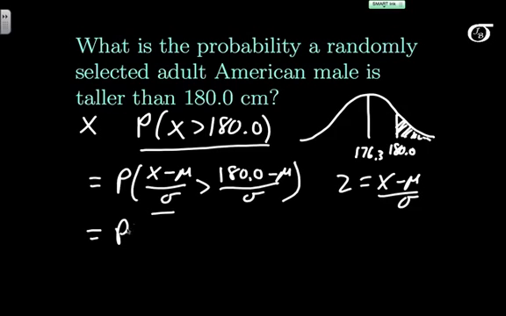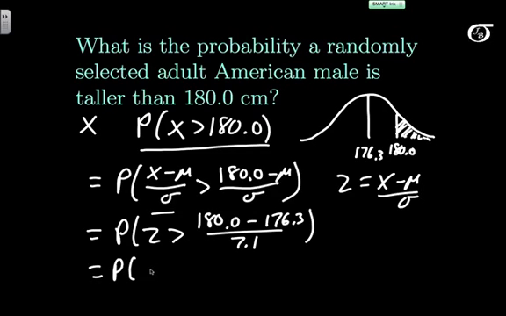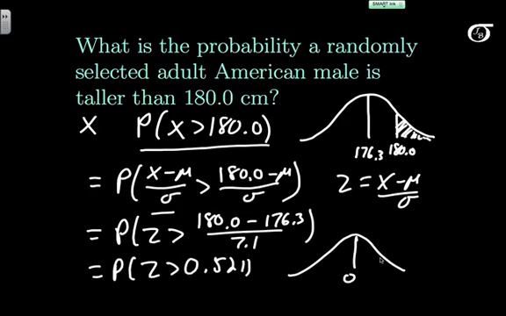So this thing is the probability that z is greater than 180.0, and I'm going to put in the actual value of the mean now, and divide by the standard deviation. And this works out to the probability that z is greater than 0.521. And that is simply the area under our standard normal curve out to the right of 0.521. And we can use a computer or we can use our standard normal table, and I'm going to let you do that and verify for yourself that this is actually equal to 0.301.